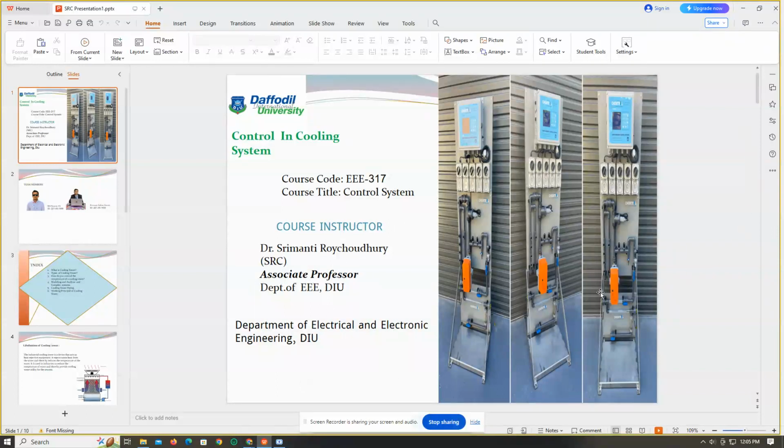শুরু করবো। হ্যাঁ, শুরু করেন। 1 মিনিট দাঁড়াও। স্লাইড অনস নাকি?